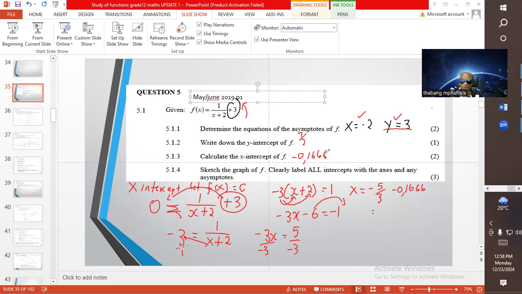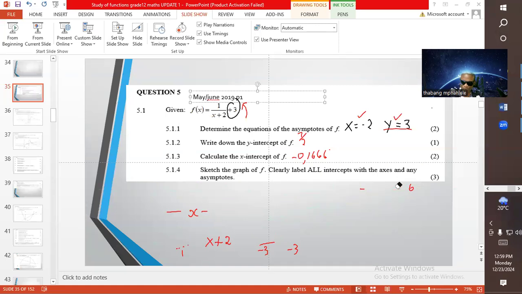Now 5.1.4 says, sketch the graph of f. This question makes sense because you have everything that you need to sketch the hyperbola graph. For you to sketch a hyperbola graph, you must have the asymptote, the y-intercept, and the x-intercept of the hyperbola graph. Then it should be very easy in such a case to sketch your hyperbola graph. Let's go for it. Let's go for 5.1.4. I'm enjoying this.